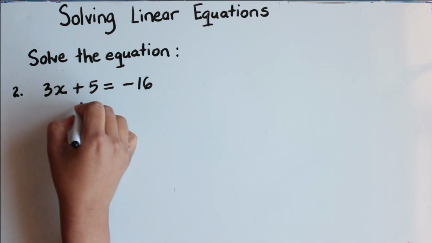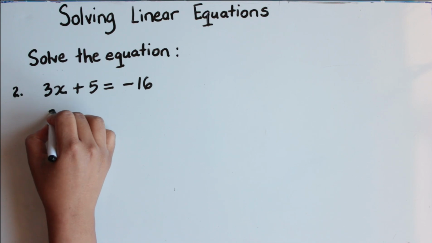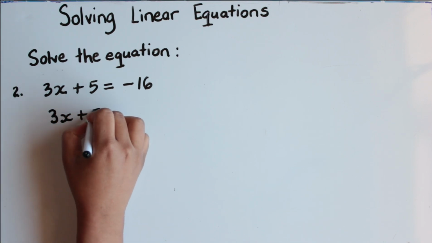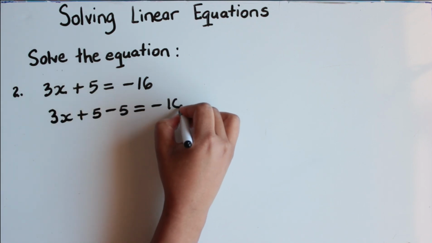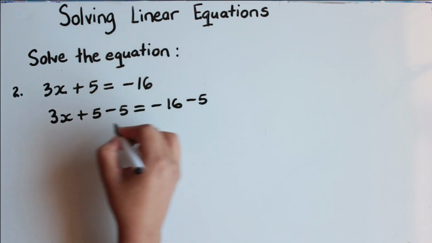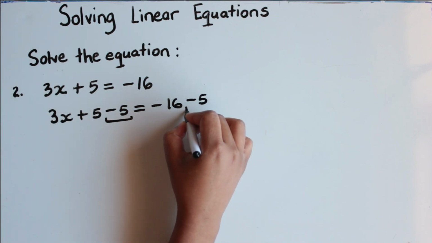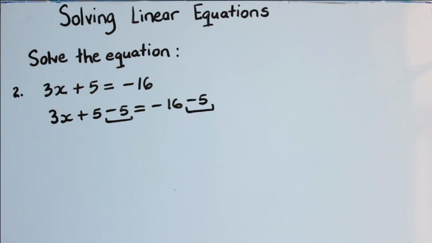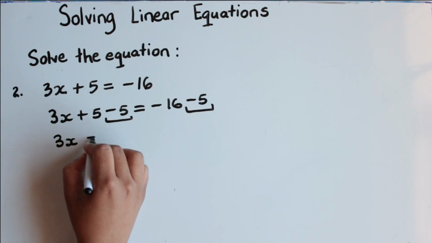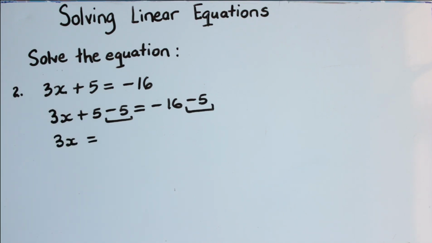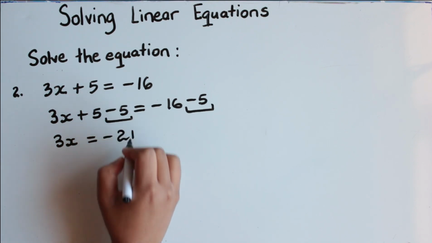How do I get rid of a plus 5? I need to do the opposite. So I'm doing 3x plus 5 minus 5 equal negative 16 minus 5. Whatever I do to one side of the equation, I must also do it to the other side in order to keep it balanced. So now I have 3x, 5 minus 5, that gives 0. I do not need to write it. Now I have negative 16 minus 5, that gives me negative 21.